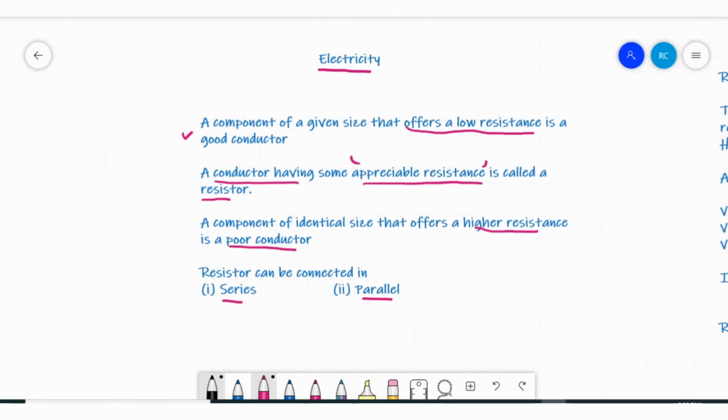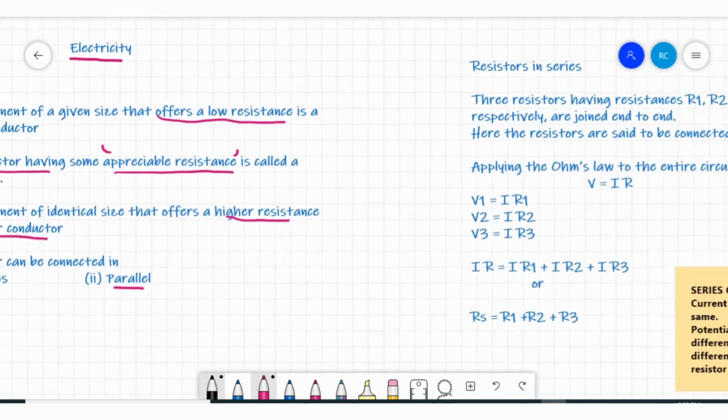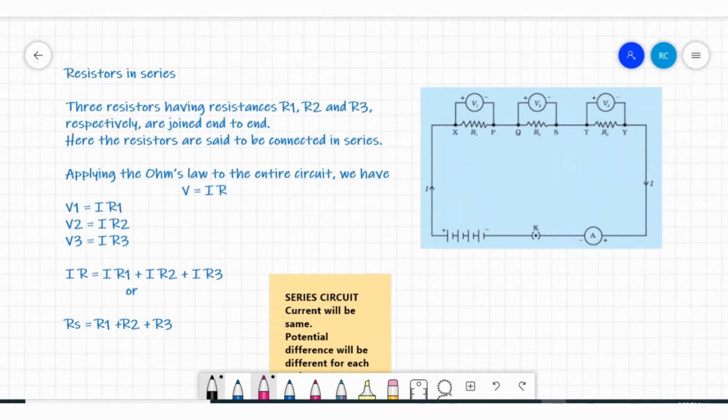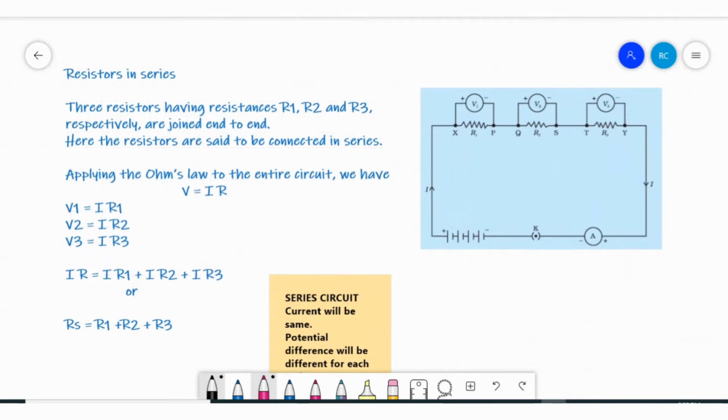Let us see how we can connect different resistors in series connection. Look at the picture given here. There are three resistors connected. One is R1, second one is R2, and the third is R3. These three resistors are connected one after the other. This kind of connection in the circuit is called resistors in series.